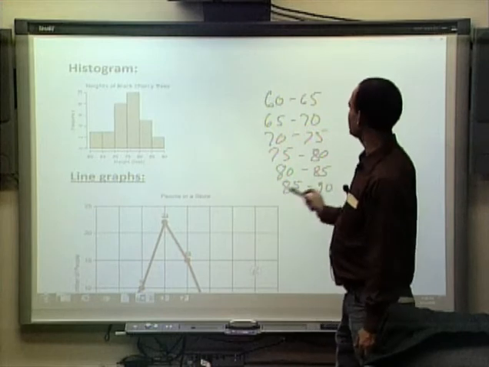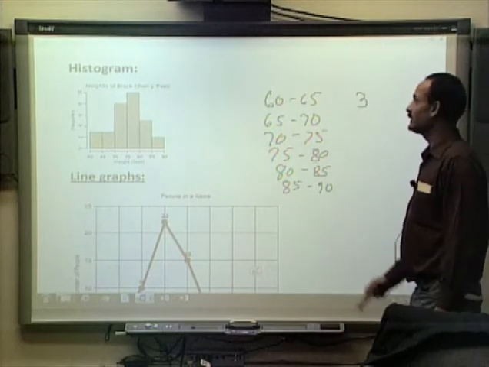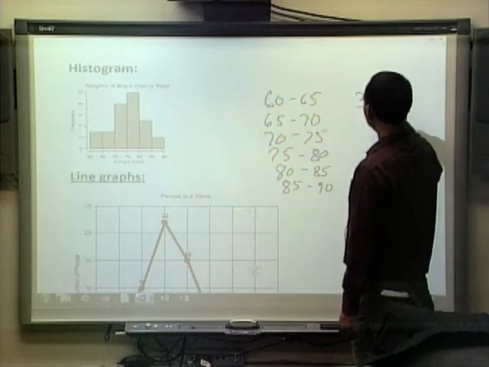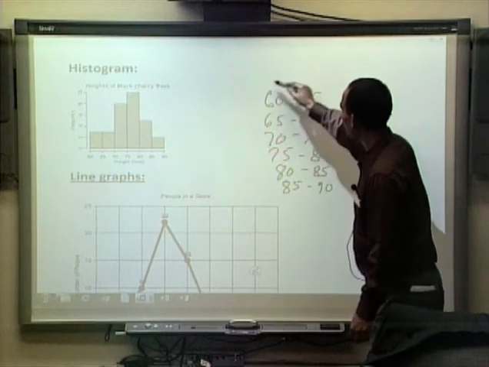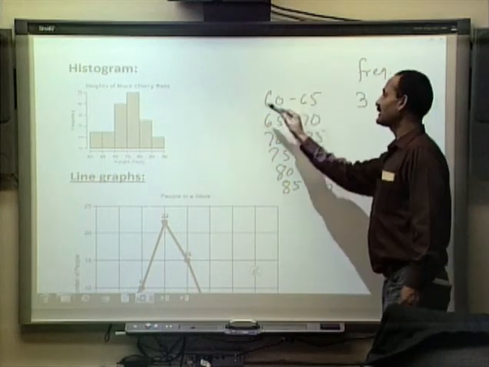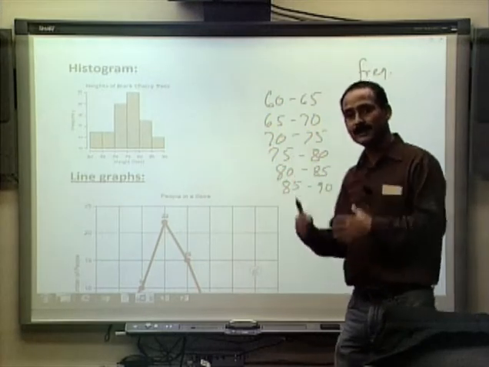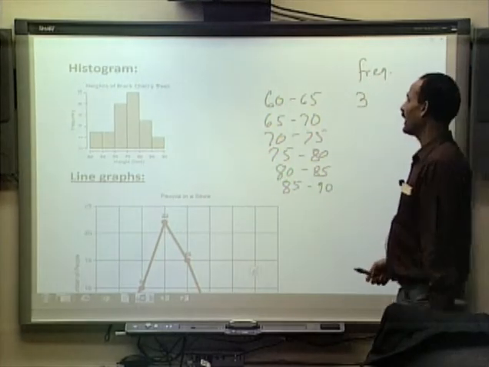So, this example is saying there are 3 observations between 60 to 65. The number of observations in a particular class is sometimes called frequency. So, the frequency of the class 60 to 65 is 3. That means there are 3 observations, there are 3 numbers between 60 and 65.